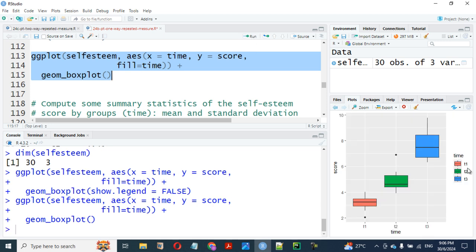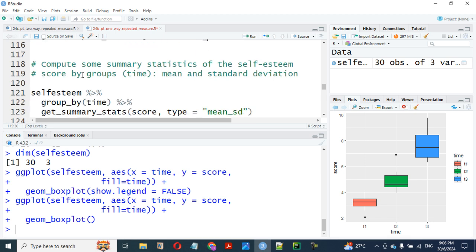You can see it's showing time here, but time is red, green and blue in color. So it's already shown here, so we don't need it. That's why the legend was hidden. All right, so you don't need that anymore. It's not necessary here.